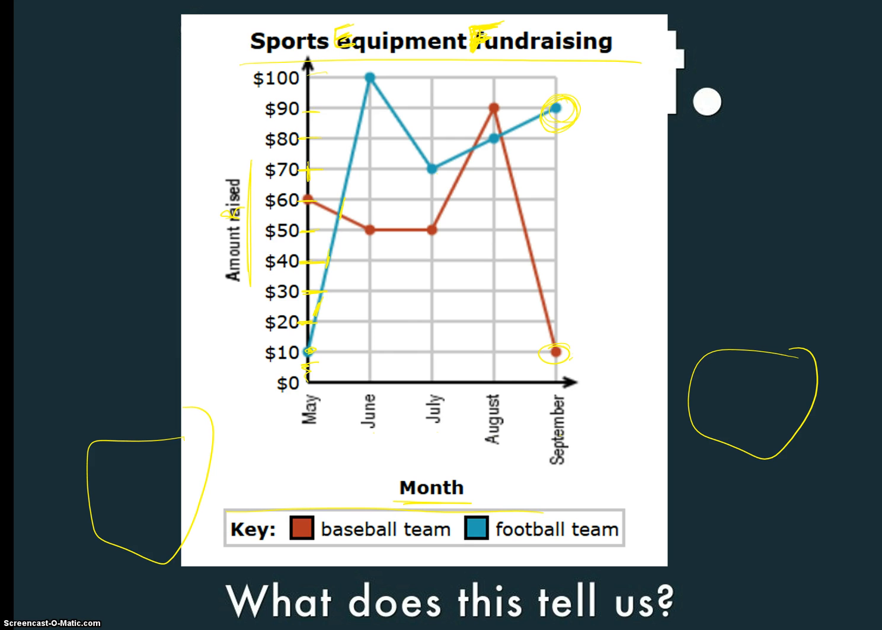So you can tell who raised the most, who raised the least. You can see how much the baseball team and football team raised, and do a comparison there. This just shows change over time. Double line graph, change over time.